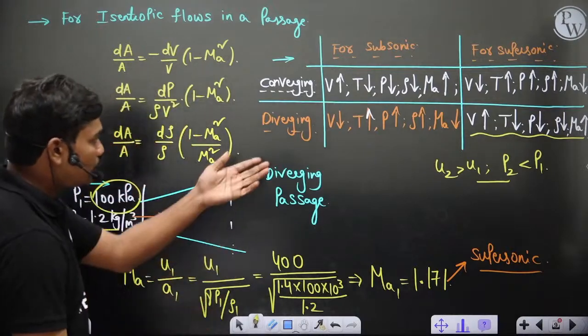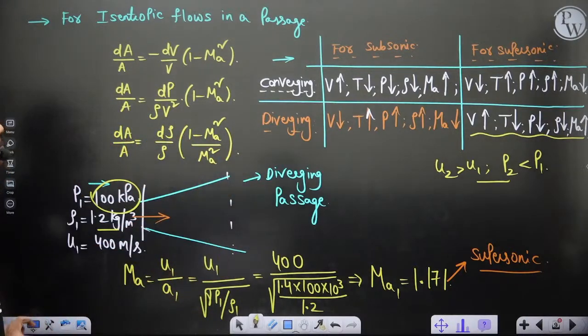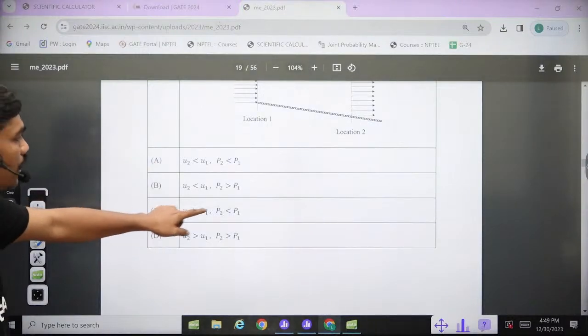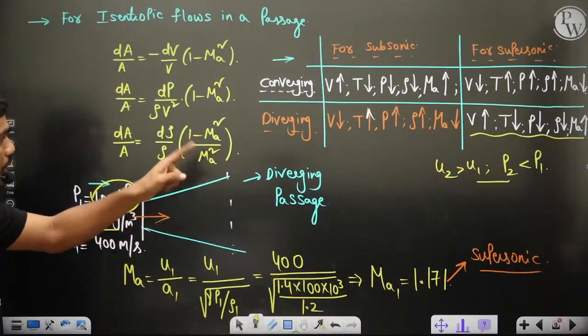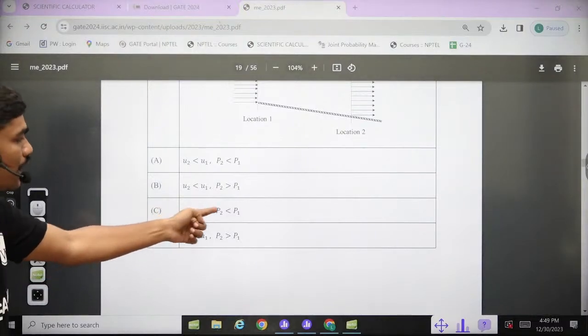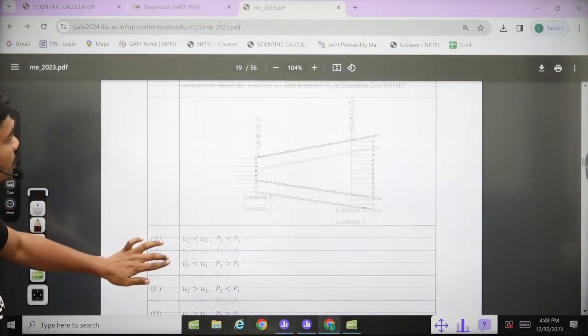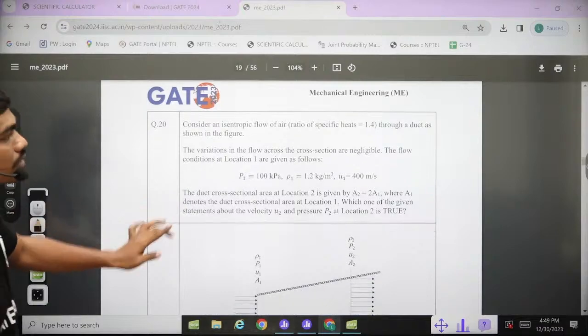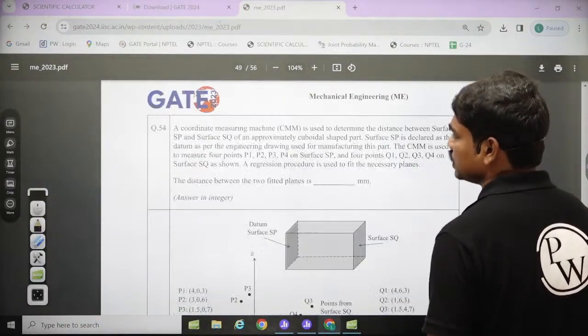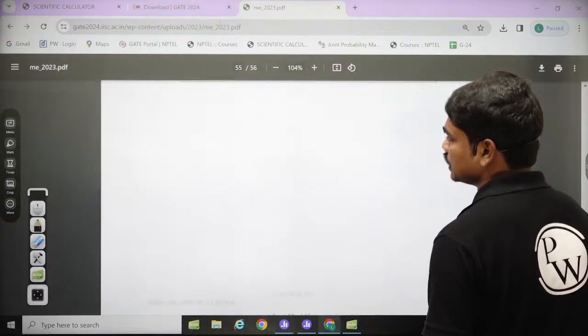So U2 is greater than U1 and P2 is less than P1. So option C should be the correct answer of this question. U2 greater than U1 and P2 less than P1. Option C is the correct answer for this 20th question. Let's check it out.